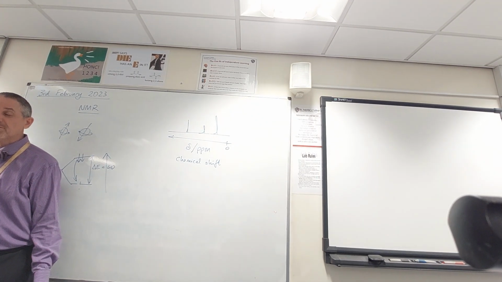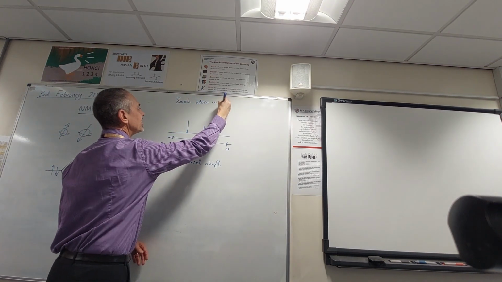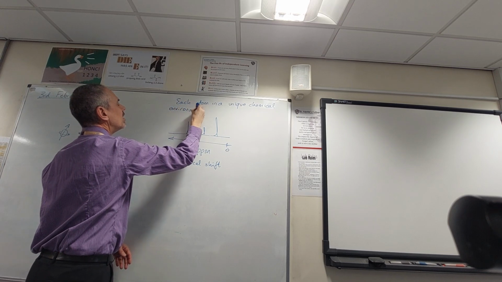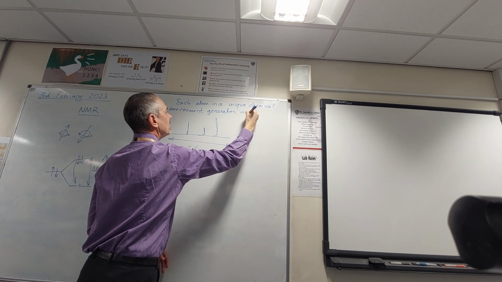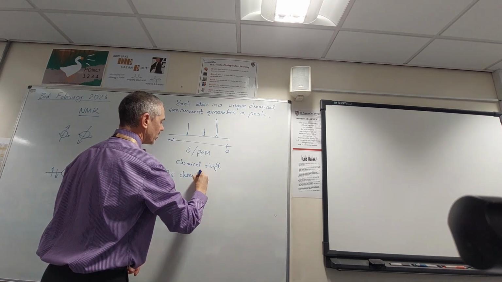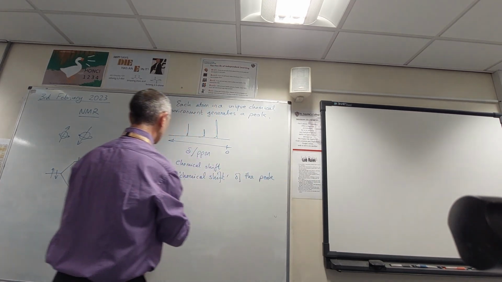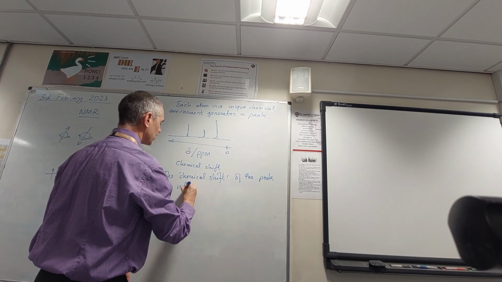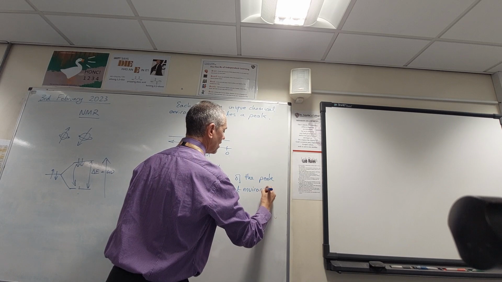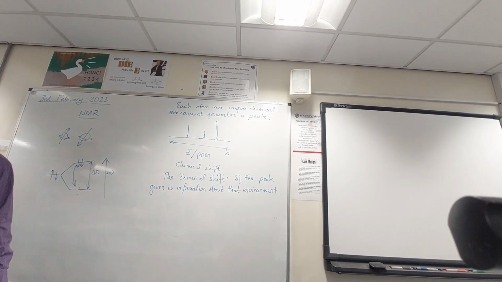So the first two important parts of NMR are that each atom in a unique chemical environment generates a peak, and the chemical shift, as it's called, of the peak gives us information about that environment. That's the easier bit of NMR to understand.